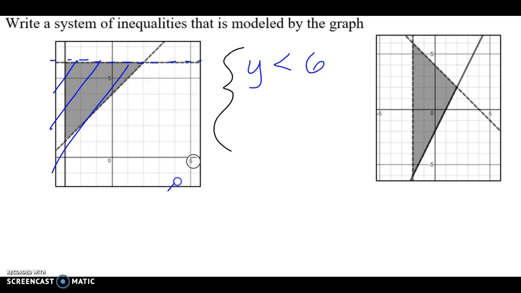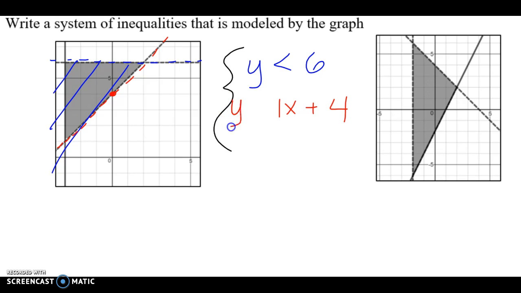And let's do this line. So this is my y-axis. It's kind of hard to tell. What is the y-intercept of this red line? 4. What is the slope of this line? Rise over run. One over one. Up 1 over 1, up 1 over 1. So we call that 1x plus 4.